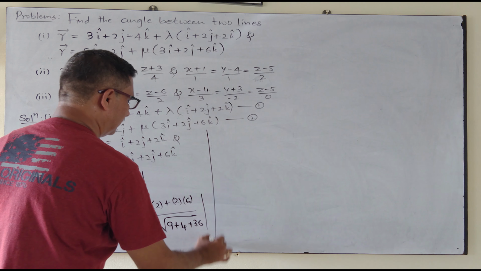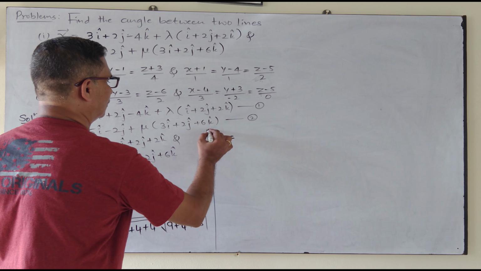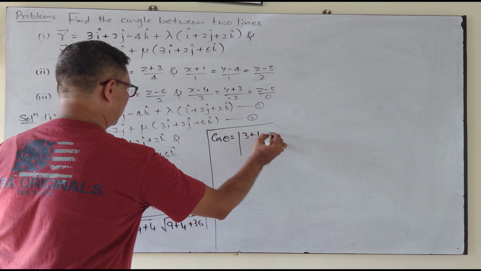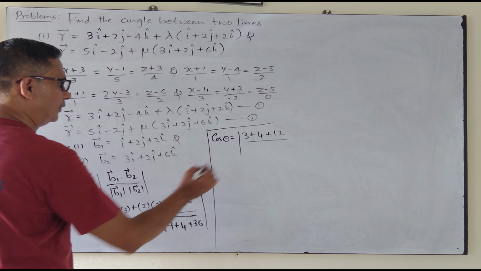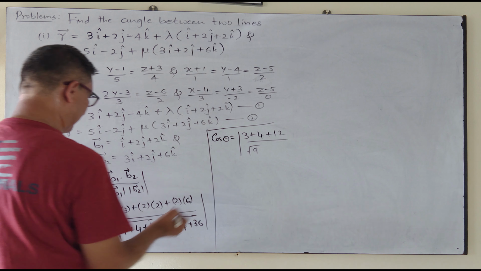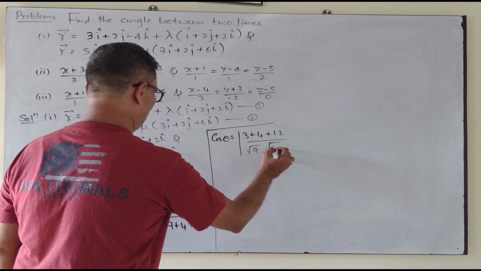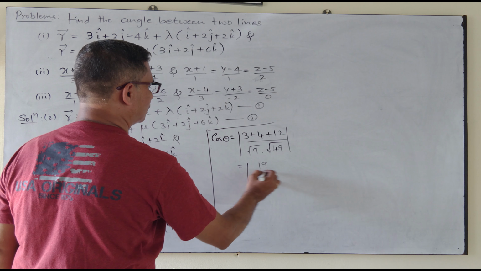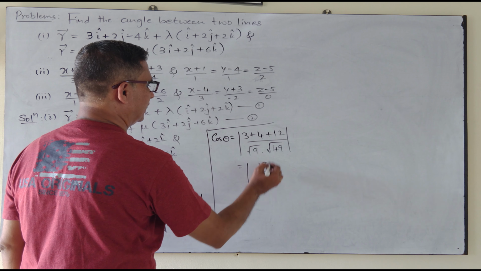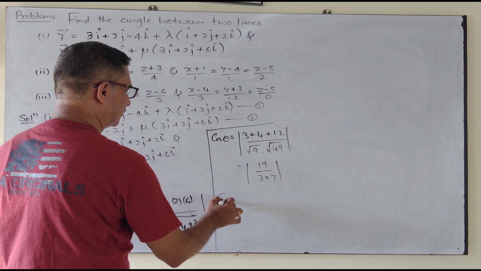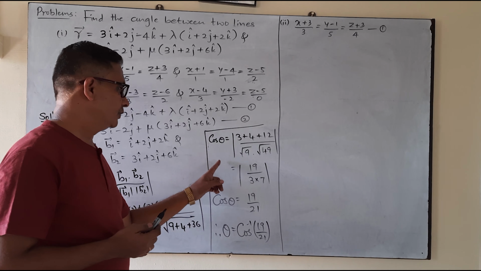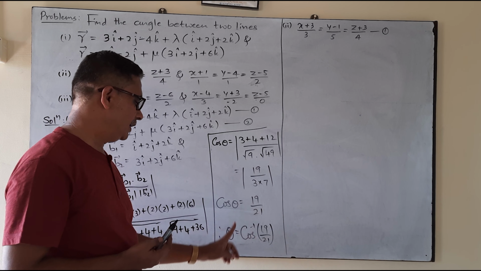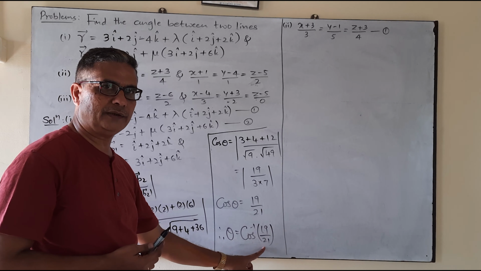Then simplify. Cos theta is equal to modulus of 1 into 3 is 3, 2 twos are 4, 6 twos are 12, divided by square root of 9 into square root of 49. That equals 3 plus 4 is 7, 7 plus 12 is 19; square root of 9 is 3, into square root of 49 is 7. So cos theta is equal to 19 by 21, and angle theta is equal to cos inverse of 19 by 21.